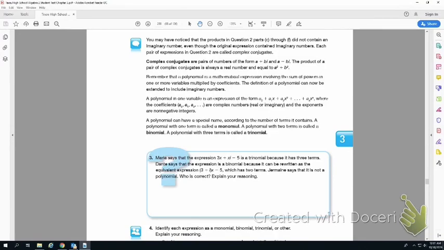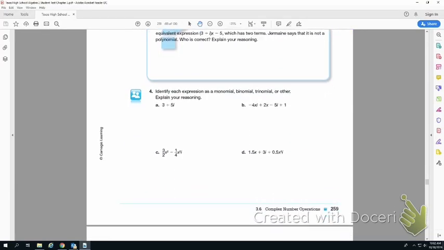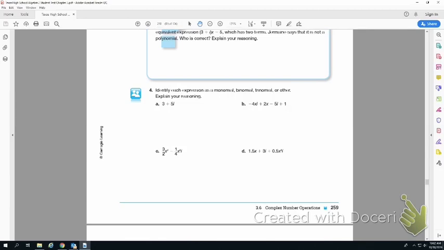A polynomial can have a special name according to the number of terms it contains. A polynomial with one term, and I kind of mentioned these at the beginning of class. 1 term is a monomial, 2 terms is a binomial, 3 terms is a trinomial, and so on. Okay, so we're going to go through these examples down here. And once again, the i is going to throw a kink into the whole math world. It says identify each expression as a monomial, binomial, trinomial, or something other than that.